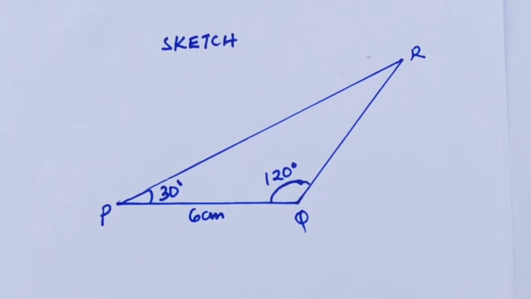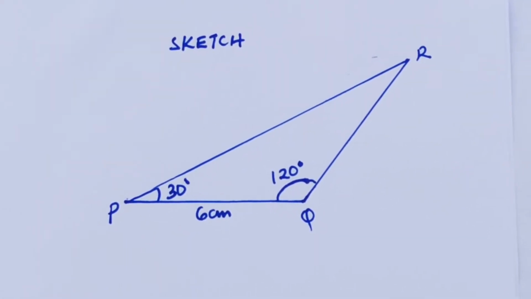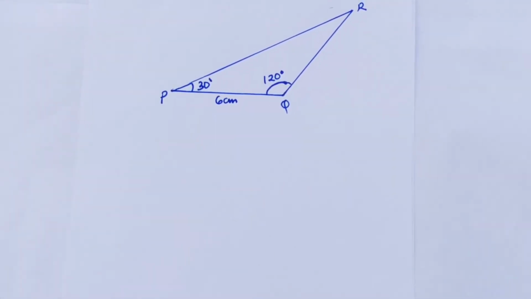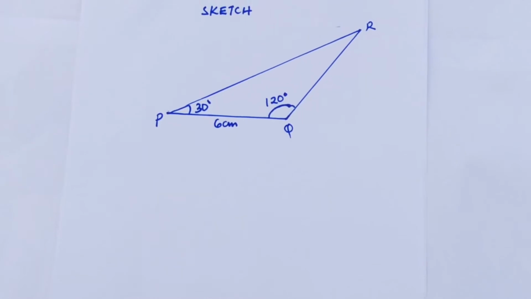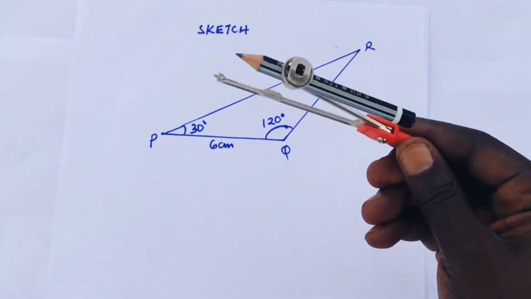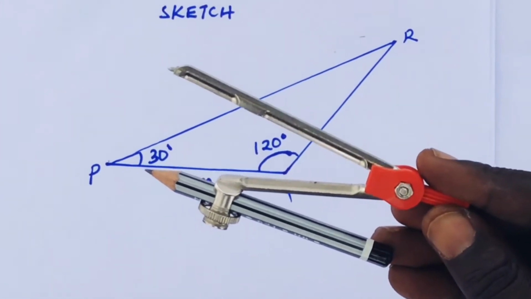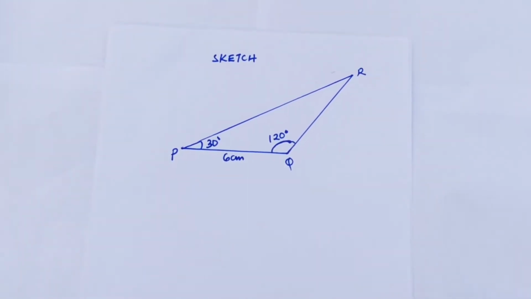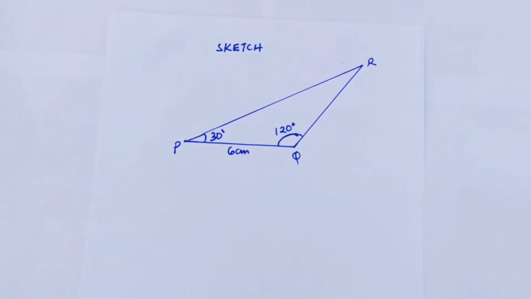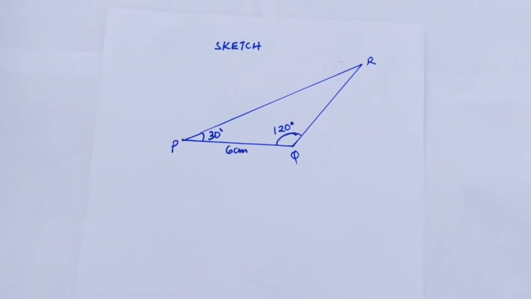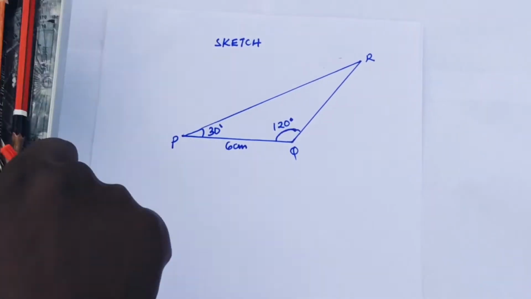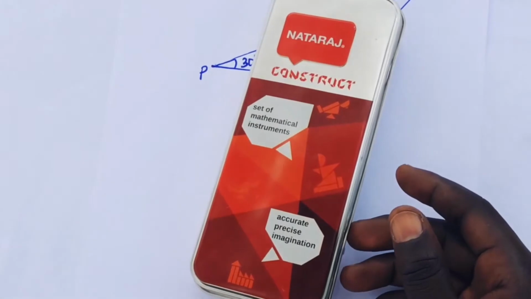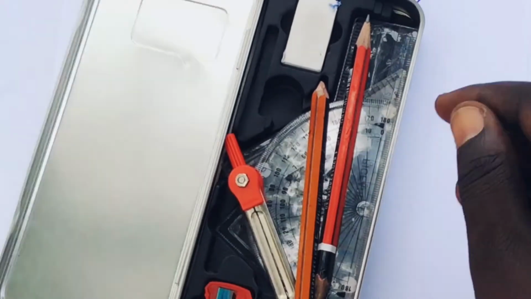So how do we then continue to have the accurate drawing? Now we need to pick up our pair of compasses. Yes, you should have your pair of compasses. This one, very good. This is a Nataraj type. You can also have Pickfair and others, which are good on the market. Now we're going to begin by also getting our ruler from our set. Remember, you must have a good mathematical set like this one. It can keep your tools very well.